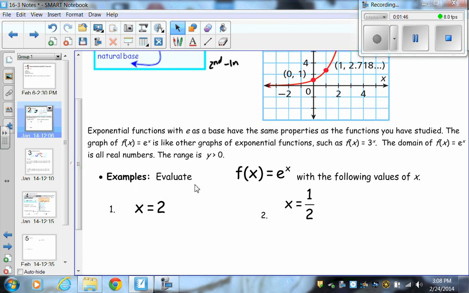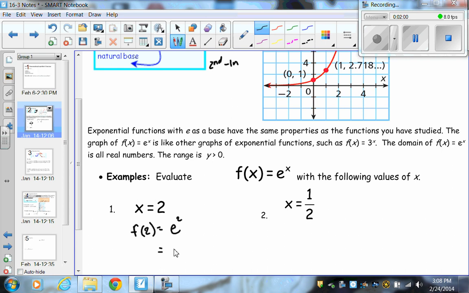First set of examples, all I want to do is see if we can use our calculator to evaluate e to the x. So for this first one, I want to know what f of 2 is. So we're going to type in our calculator e to the second, and you should get roughly 7.39. So again, to get to your e to the x, you're going to hit second ln, which will bring up e, and then it has a little arrow. And then we want to the second, so you're going to type in 2.